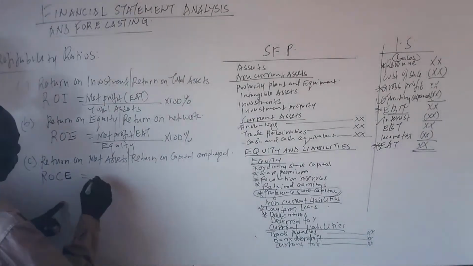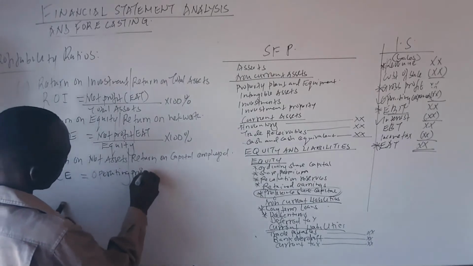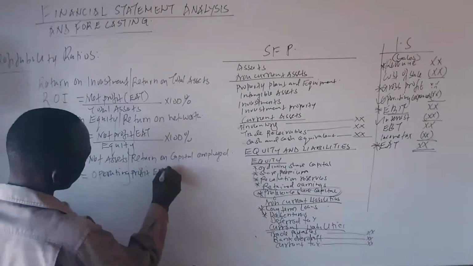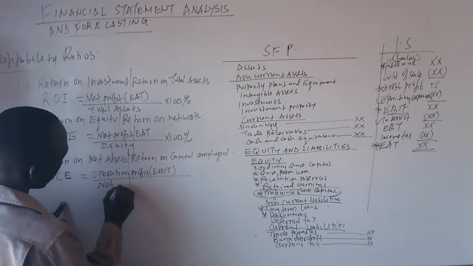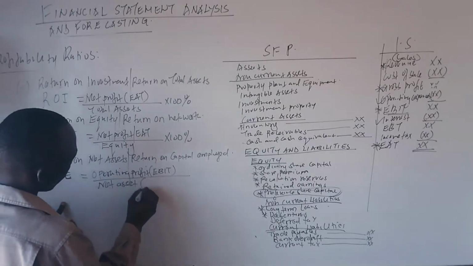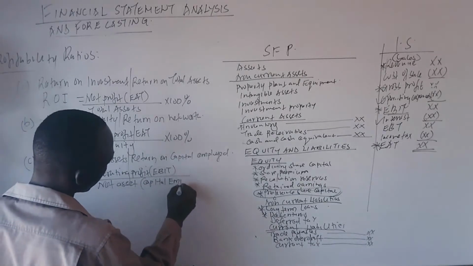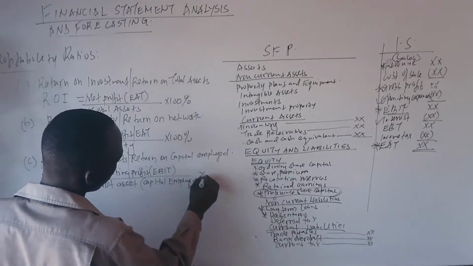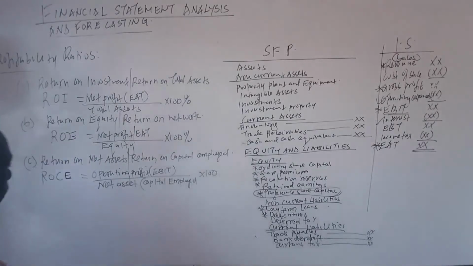So how do you get ROCE? ROCE is given by the operating profit, that is the earnings before interest and tax. Then you divide by the net assets, or what we call the capital employed. Then you multiply by 100. That is how you are going to get ROCE.